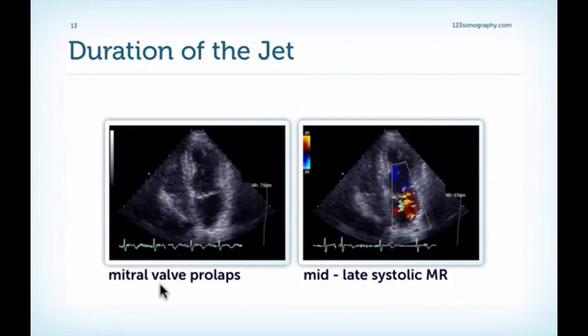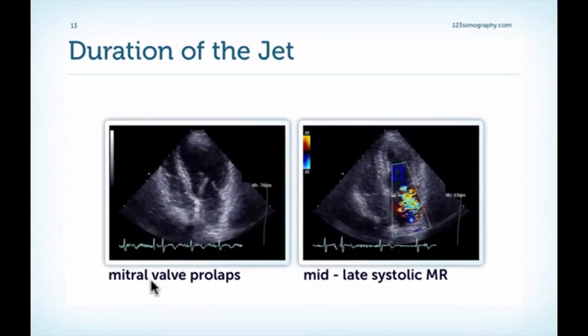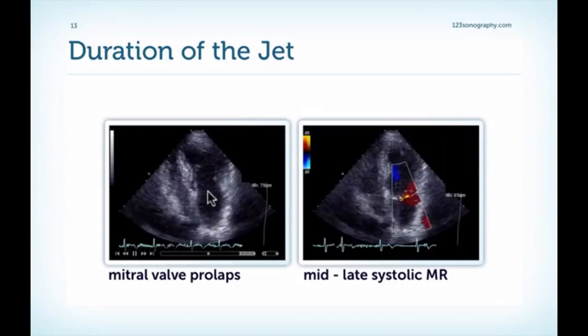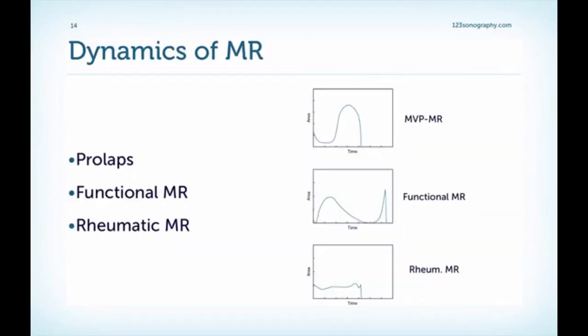This is an example which you often find in patients who have bileaflet mitral valve prolapse. In this case, we have competence of the valve until the mid or end systole, and then the valve finally opens. This illustration exemplifies that the amount of backflow into the left atrium depends on the mechanism of mitral regurgitation.